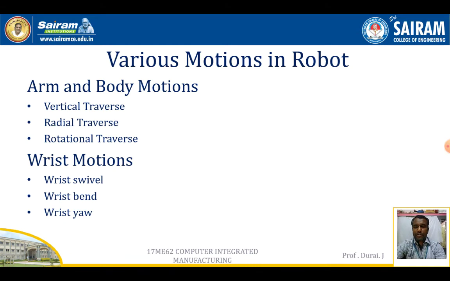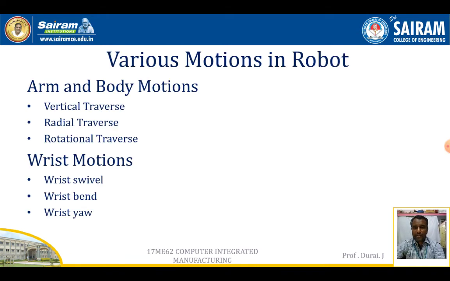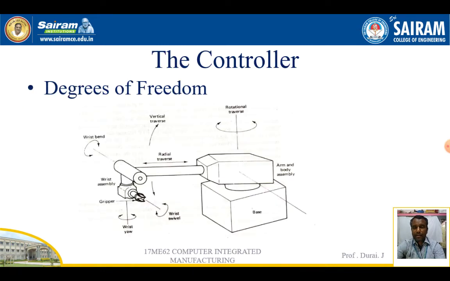Then comes the wrist motions. There are three types: wrist bend, wrist yaw, and wrist swivel. First we are going to discuss the wrist swivel. It is the rotation of the wrist about its own axis. About its own axis it starts to swivel. So that is the wrist swivel.